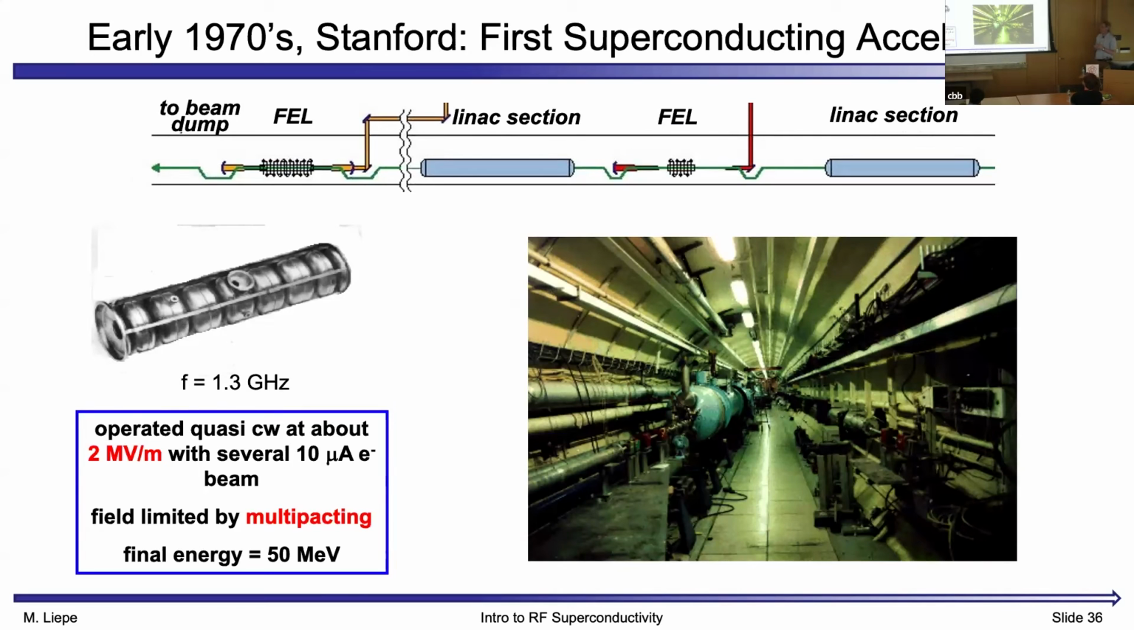Then in the early 1970s, the first accelerator was actually built at Stanford using SRF cavities. You can see the cavity on the left there, 1.3 gigahertz. You might have heard this frequency before. The field they got was something like 2 megavolts per meter, with no field emission and no beam current. They were limited by a thing called multipacting, where electrons get emitted, bounce back and forth between different sites in the cavity and multiply, like in a photomultiplier tube.